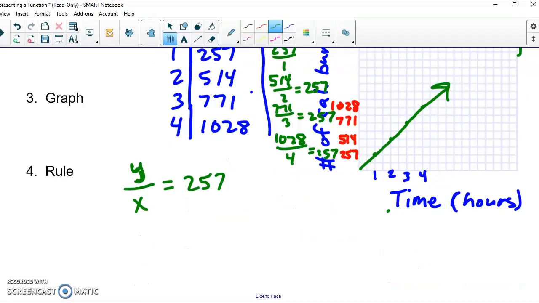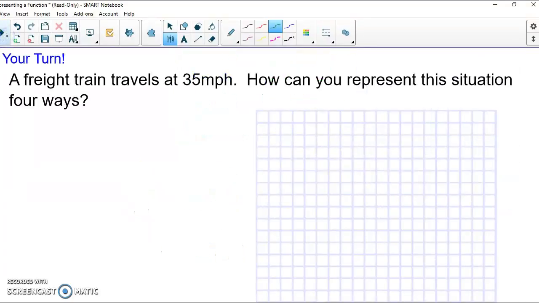So that's how I write my rule. This is my constant. So that is the number that I multiply by x, and that's the rule for my equation. So now it is your turn to take a look at this example with the freight train traveling 35 miles per hour, and I want you on your note sheets to represent this situation in 4 ways.